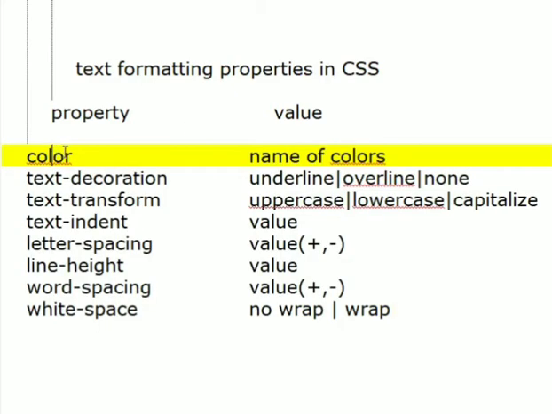First we will start with the color property. The color property uses the name of a color, and the value of this color property can be written in different ways. For that I will make a separate video.